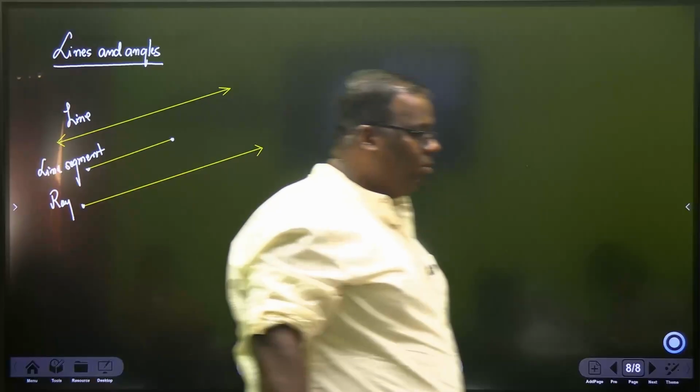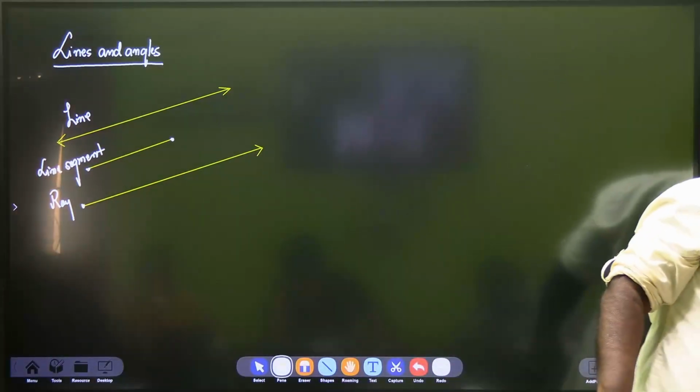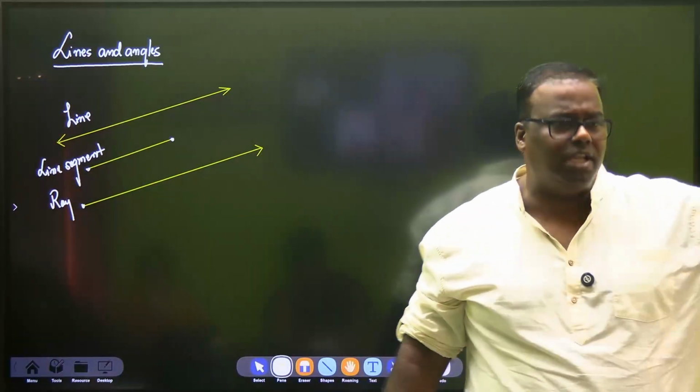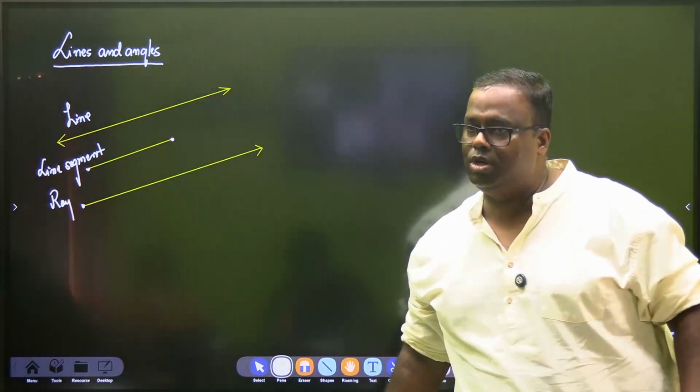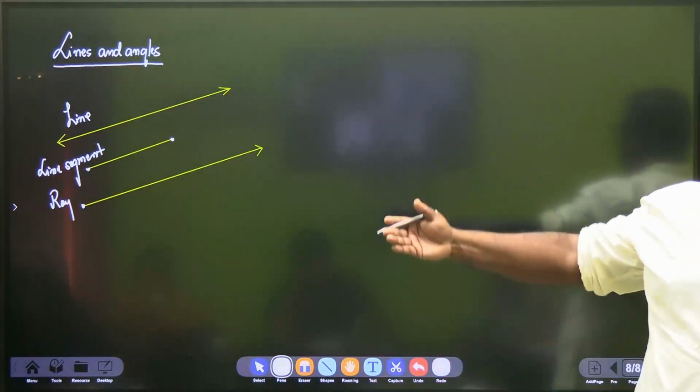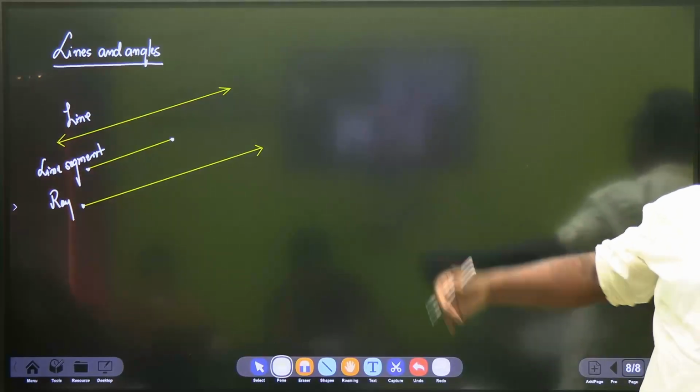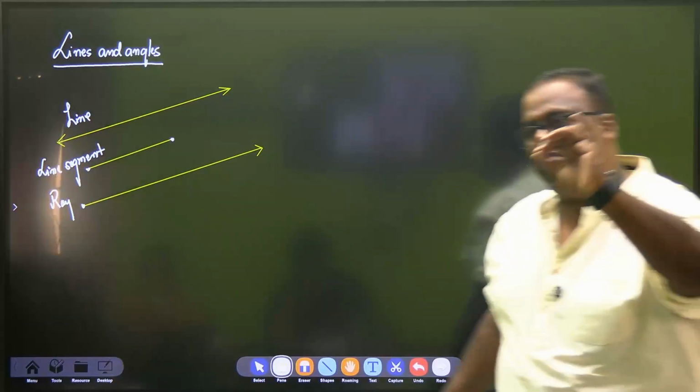Now, when we talk about line segment and ray, a line actually comprises infinite points, and those points are called collinear. I hope you know the meaning of the word collinear. Linear means straight, that's why you say linear equations, and collinear means points which lie on the same line.